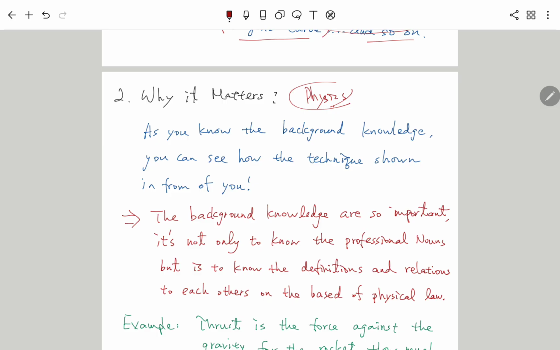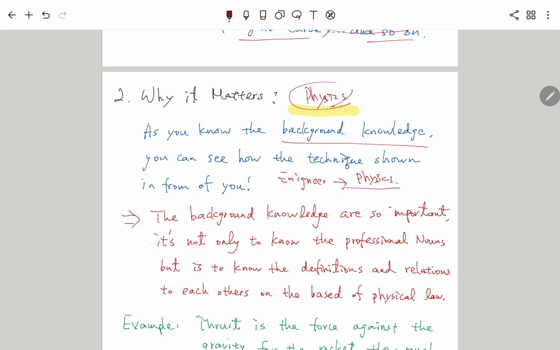But you have to really understand that physics is behind every mechanism, behind every mechanics, and is the fundamental of all subjects in the engineering department. So as you know the background knowledge, you can see how the technique is showing in front of you. So if you want to become a very good engineer, I have to say that you have to be very familiar with physics, especially the very fundamental one.